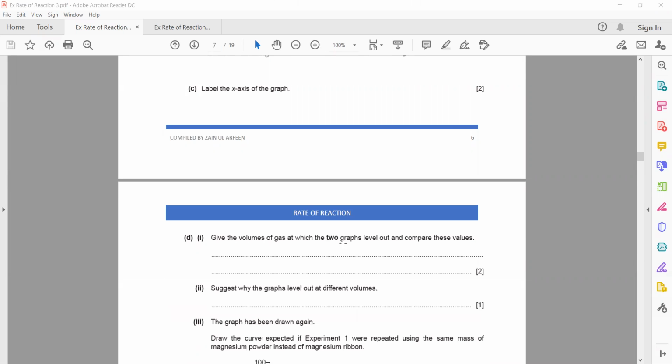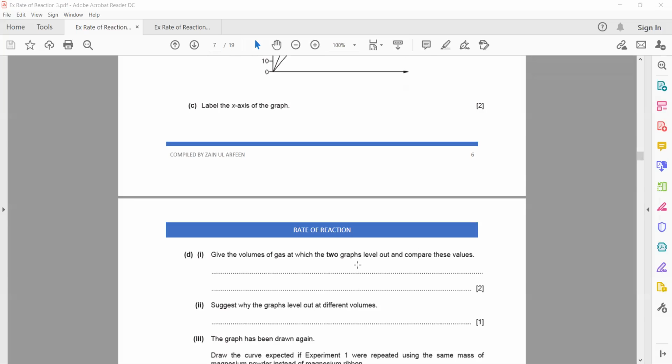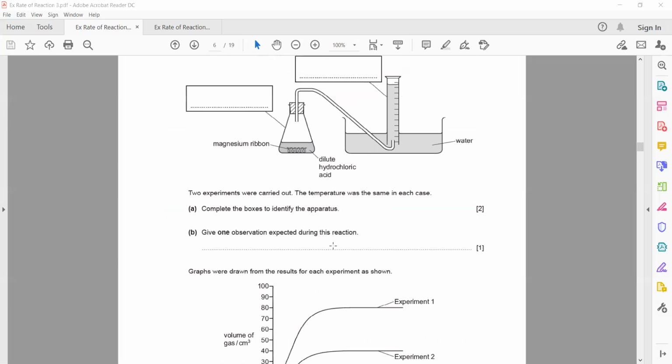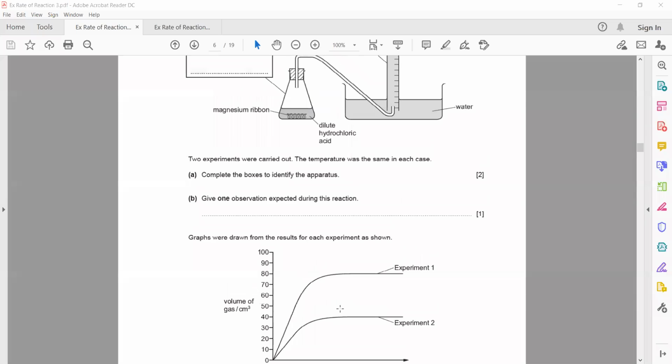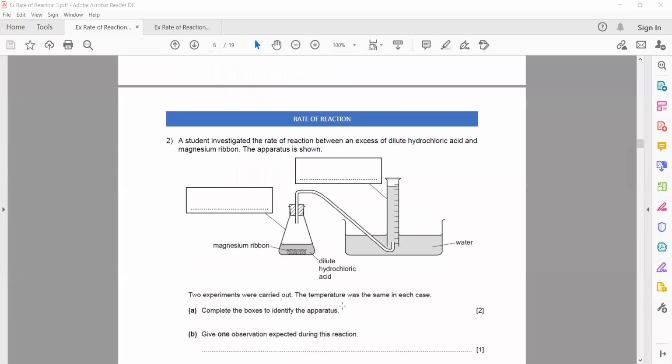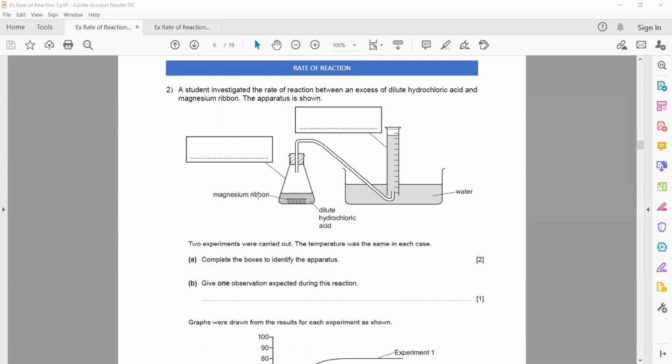Suggest why the graphs level out at different volumes. So what is the reason why the volume of gas given off is different? One reaction is giving you 80 cm cube of hydrogen, another reaction is giving you 40 cm cube of hydrogen. What is the reason for that? It means that a different mass of magnesium is used.